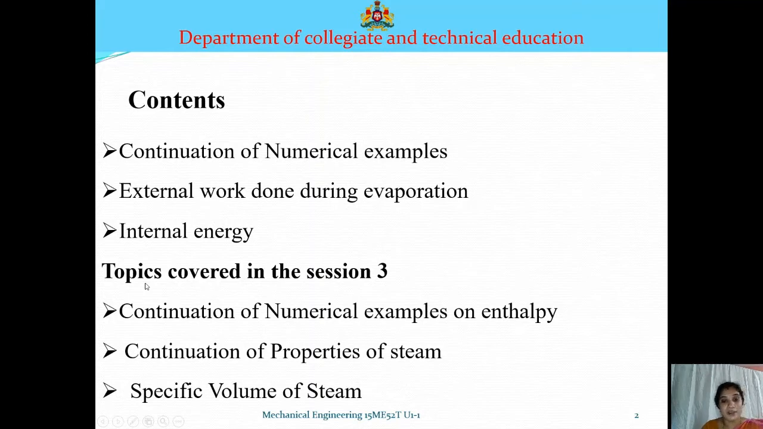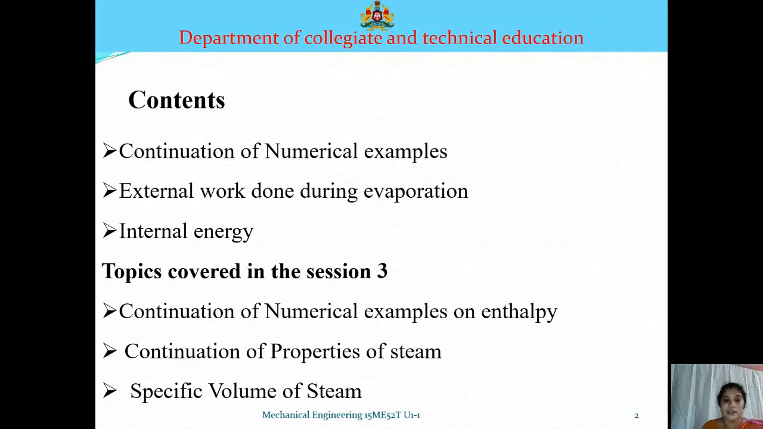The topics covered in session 3, if you recall the contents, we solved two numerical examples to find out the enthalpy. One was to find out the drop in enthalpy, and the second one was to find out the various conditions, that is when the condition is wet, dry or superheated, what is the amount of heat required? That was the question they had asked. We successfully solved those problems and we got the correct answers.